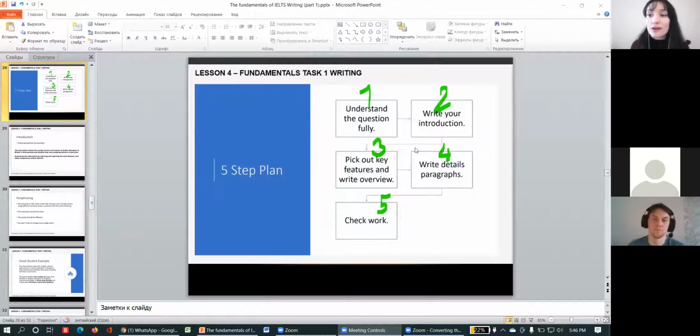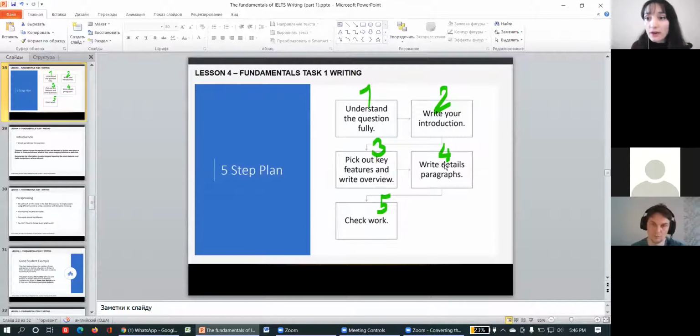Good. First thing you have to do is to try to understand what you have to do, the instructions. The second thing is write your introduction. Third is pick out key features and write the overview. Overview is the main features, the main points, but doesn't include details. Okay, no data there. And four, you have to write details.